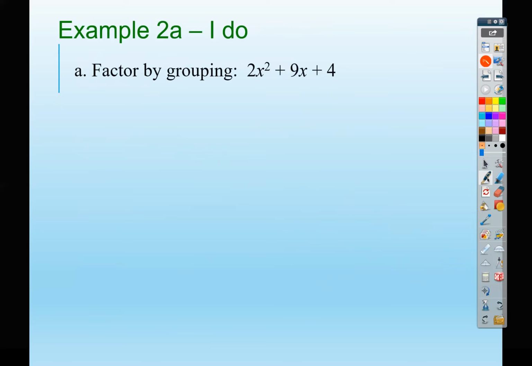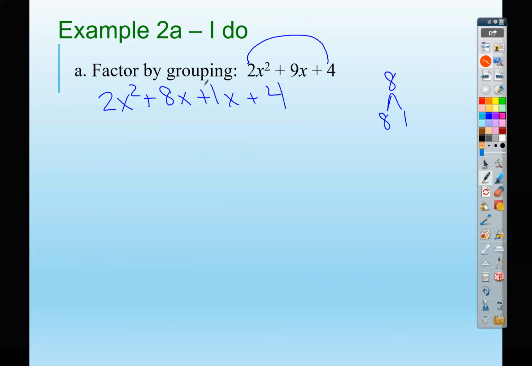Number 2 says factor by grouping. So we're going to use the steps that we used in the last example to do this on our own now. All right, 2 times 4 is 8. So what are factors of 8 that would give us 9? 8 and 1. So I'm going to replace the 9x with 8x plus 1x.